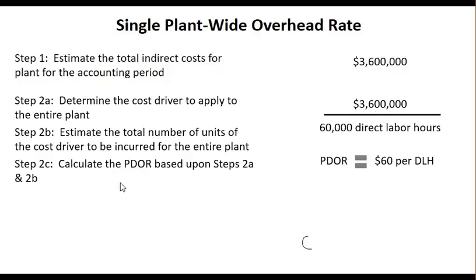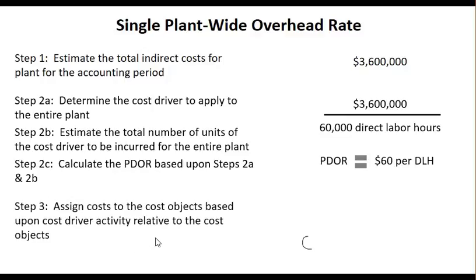So then step 2C, we calculate the PDOR, the predetermined overhead rate, based upon our prior two steps. So in this case, when we do the calculation, every time one of our cost objects encounters a direct labor hour, we're going to charge $60 of overhead to that particular cost object. Step 3 then is we're going to assign the cost to our cost objects based upon the cost driver activity relative to the cost objects.